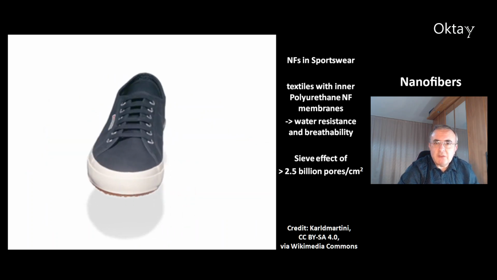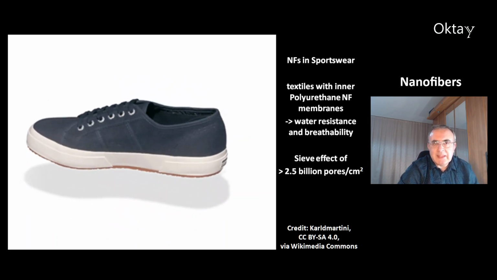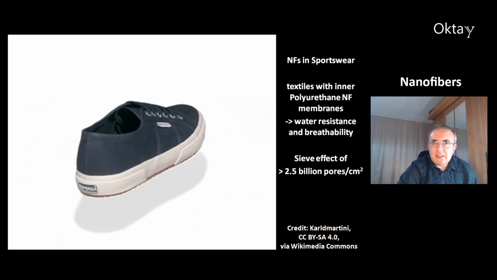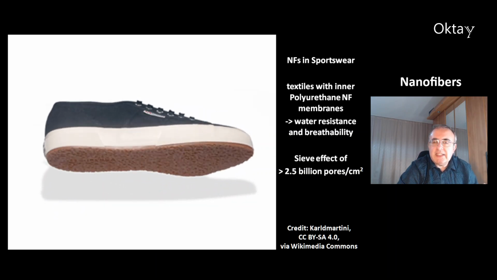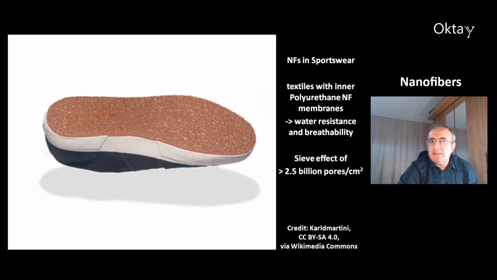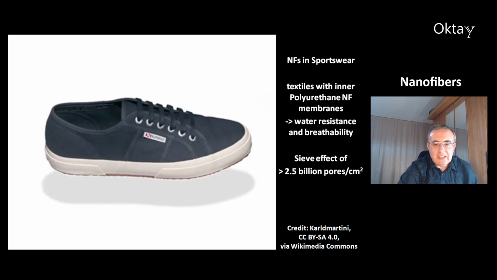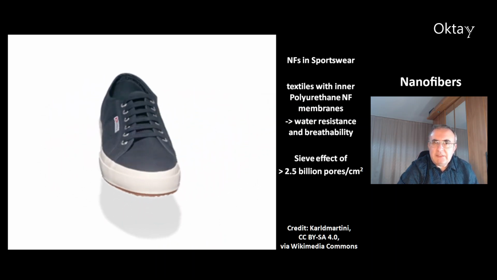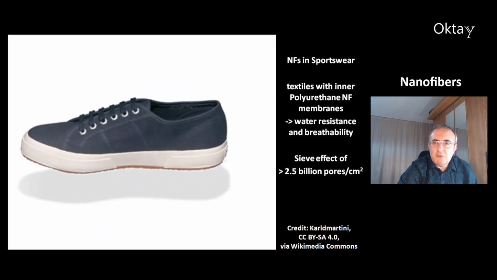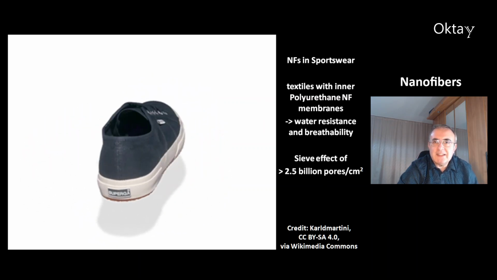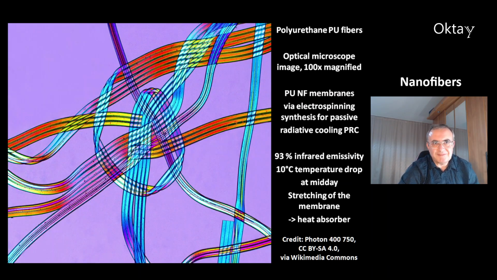There's another application of nanofibers in sportswear. You can make textiles with a membrane of polyurethane nanofibers. It gives you water resistance and at the same time breathability. And you make use of the sieve effect of the more than 2.5 billion pores per square centimeter. There's another picture of polyurethane PU fibers. This is an optical microscope image, 100 times magnified.